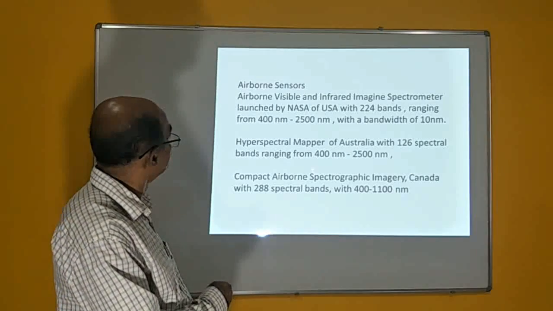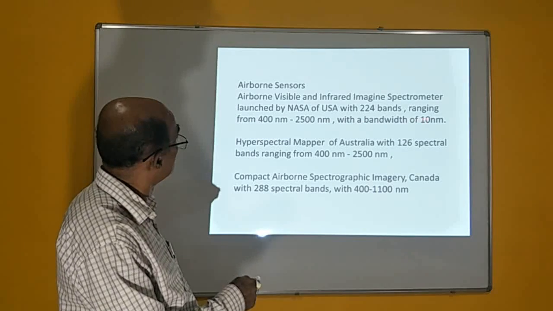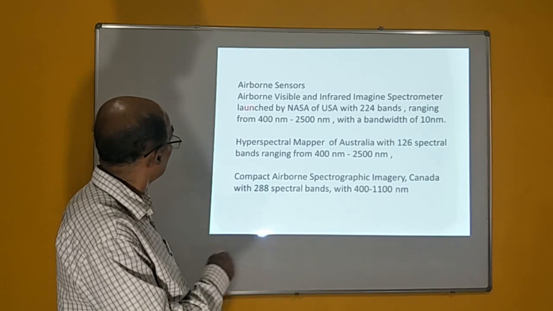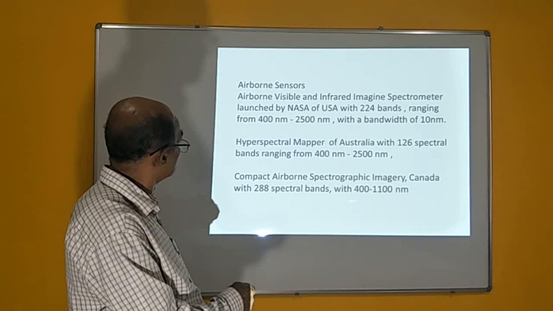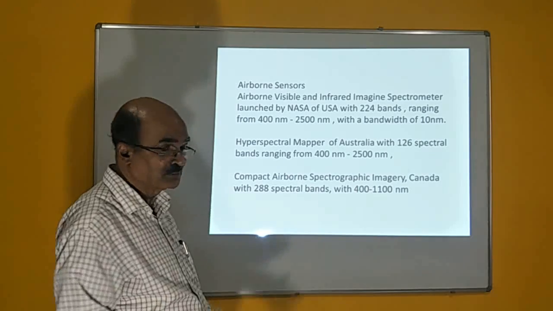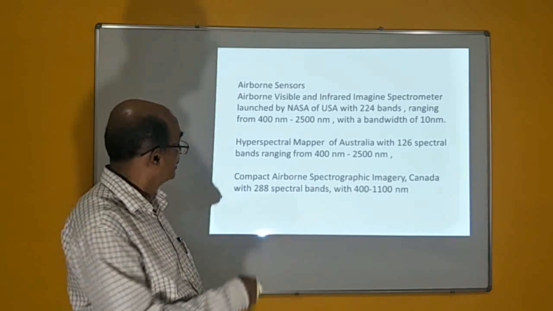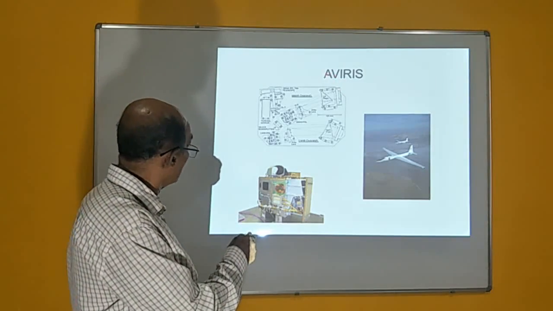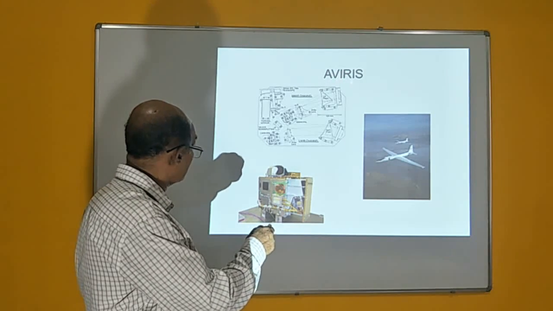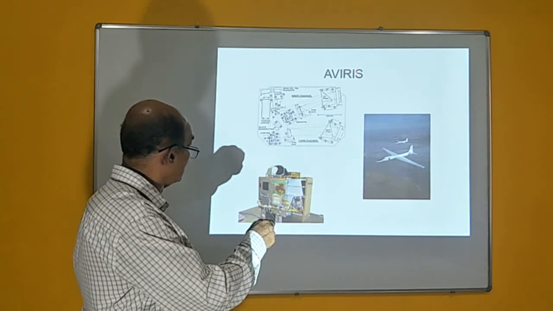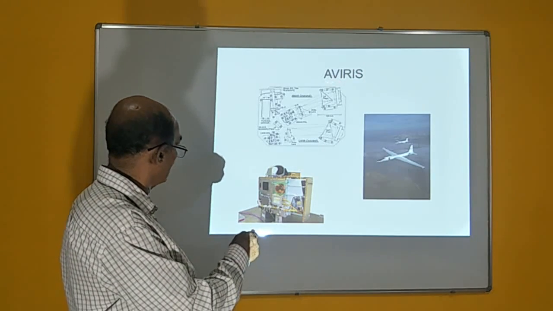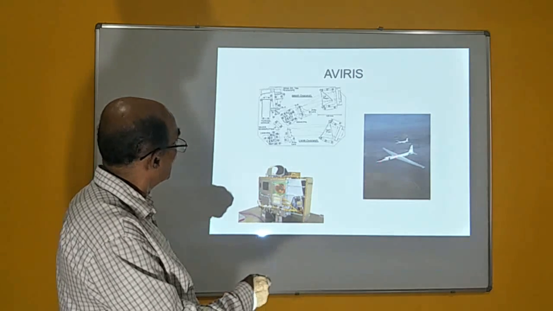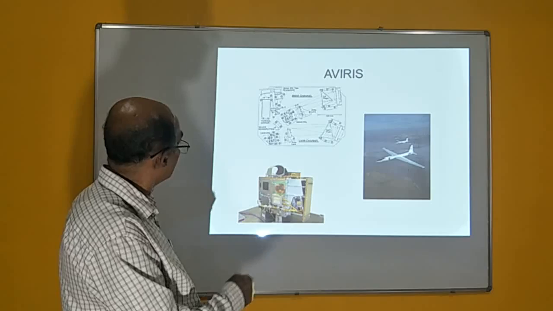Next slide. See, airborne, continuation of that. Just now I said 224 bands ranging from 400 to 2500 with 10 nanometer. So Australia also launched the satellite. Then a few more countries, European Space Agency, Canada and all, launched a few more hyperspectral sensors. And this is the experiment. Airborne is the platform. Visible and infrared, that is the electromagnetic spectrum. Imaging spectroradiometer, airborne visible and infrared imaging spectrometer. This is how, using aircraft, they carried out the experiment.